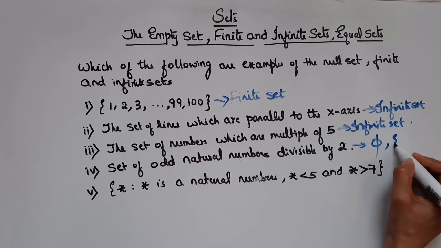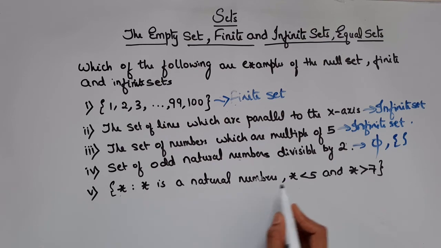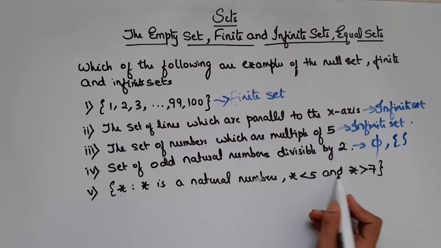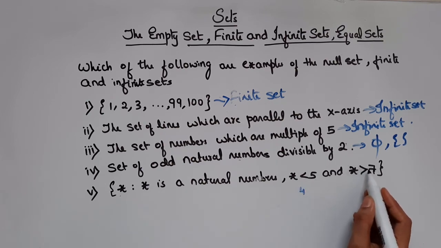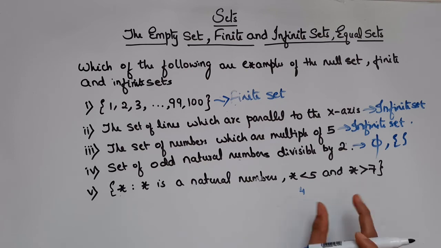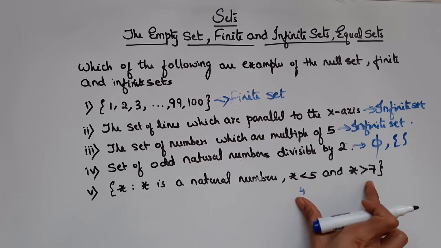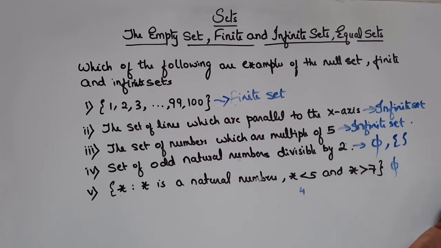Or you can also write like this. So last one we have x, where x is a natural number, x is less than 5 and x is greater than 7. So x can take the value up till 4, and here they are saying x has to be greater than 7. So this x cannot satisfy both conditions at the same time. So we don't have an element that satisfies these two conditions, right? So therefore it's a null set. I hope this is clear.